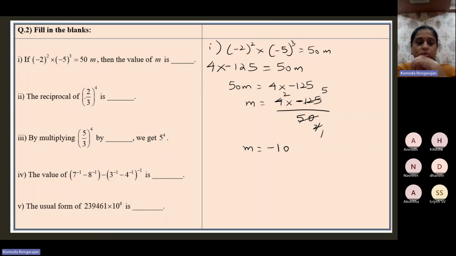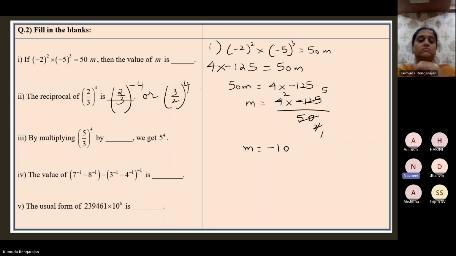What's the reciprocal of (2/3)^4? You can give two answers. You can say any one now. (2/3) to the whole power minus 4. Okay, what's the other way? (3/2) raised to the power 4. Correct. Yes, ma'am. I wrote (3/2) raised to the power 4. Okay, correct. Ma'am, after that, I was not able to complete.